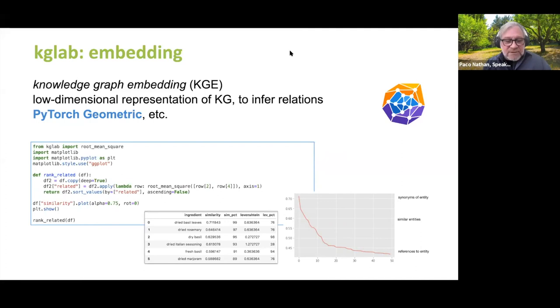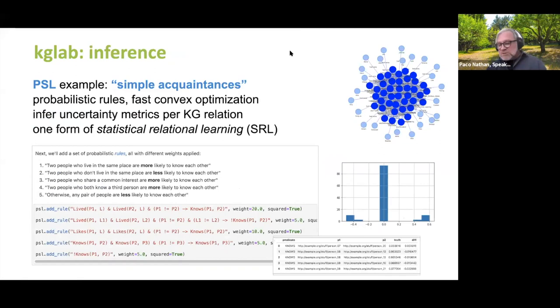And the other one that I really like that's a little bit more obscure is something called PSL. This allows you to work with uncertainty and apply probabilistic rules to a graph and be able to test it for certainty. This is an area of something called statistical relational learning, and it works really well when blended with these other technologies. So we're bringing that into Python.